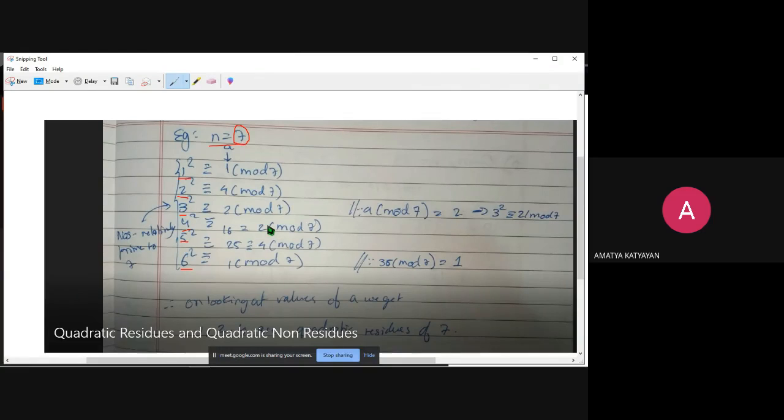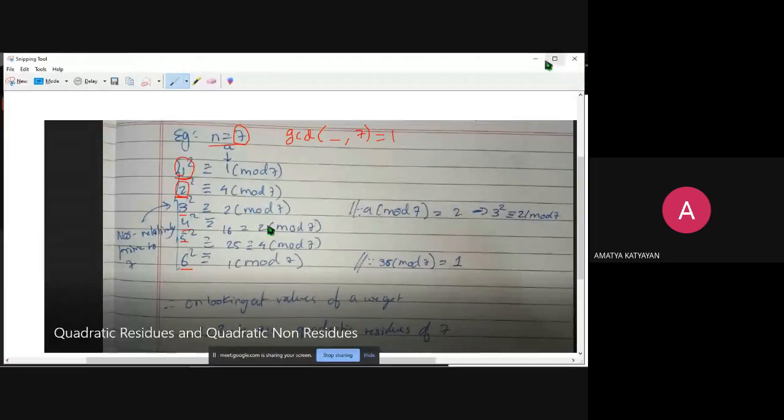So the GCD of any number that we are taking, comma 7, should be equal to 1. That is the basic thing that we'll be considering. If you take the GCD of 1 and 7, the value you get is 1. GCD of 2 and 7, since 7 is prime, all numbers come directly from 1 to 6.